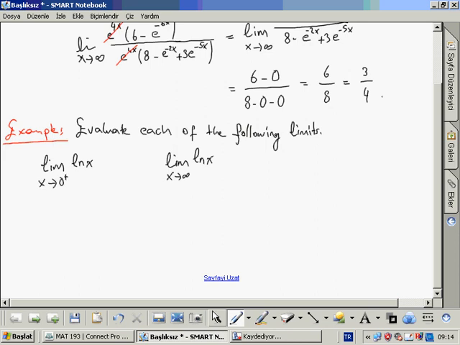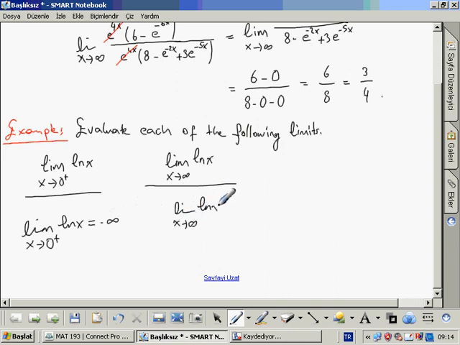As with the previous examples, we will leave it to you to verify these statements, restatements from the basic logarithm sections, and I will write only the results. The limit as x approaches 0 from the right-hand side of ln x equals minus infinity, and the limit as x approaches infinity of ln x equals infinity.